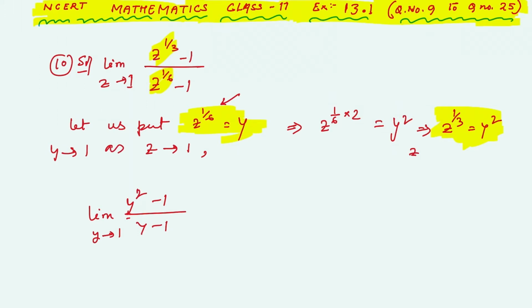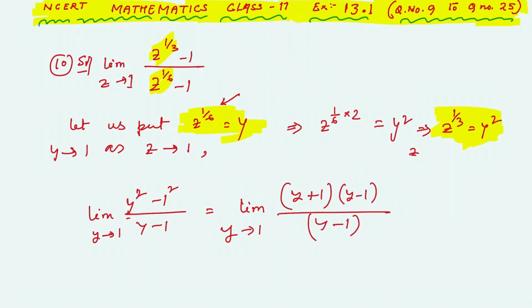Now you see, limit y tends to 1. y square minus 1 can be written as y square minus 1 square, so we can apply the a square minus b square formula, that is (a plus b) into (a minus b): (y plus 1) into (y minus 1) by (y minus 1). Here these two cancel, so we can now write limit y tends to 1 of y plus 1. Now we can replace y by 1. That's going to be 1 plus 1, that is equal to 2. That's our answer. That's how we can evaluate. Hope you have understood this. Now let's move on to the next question.